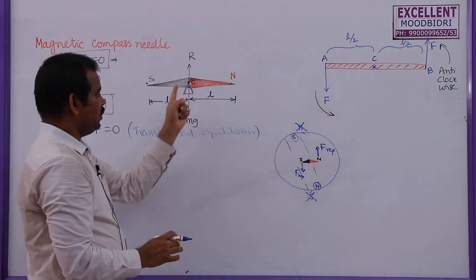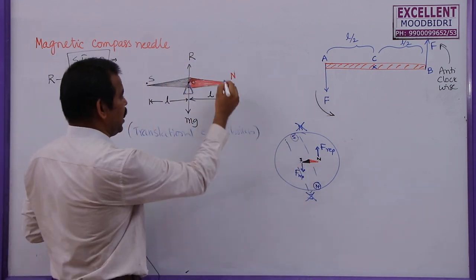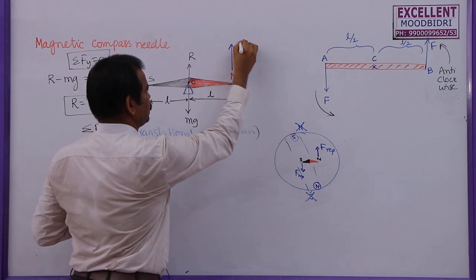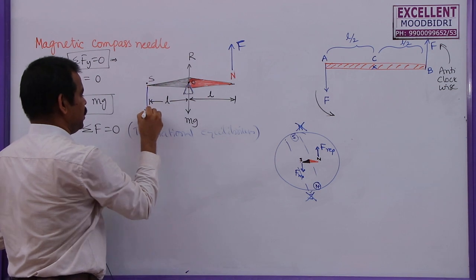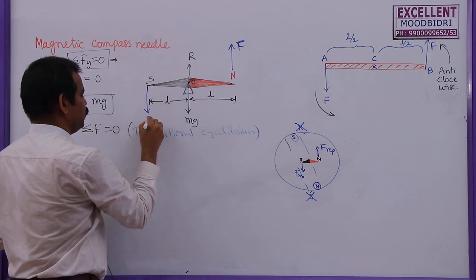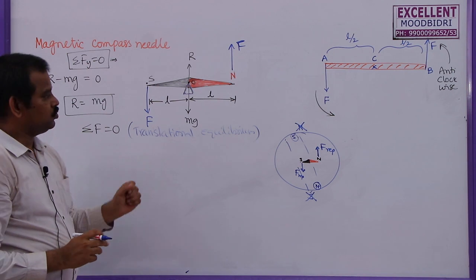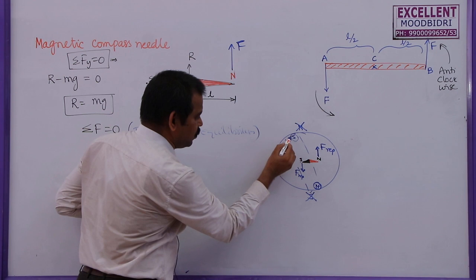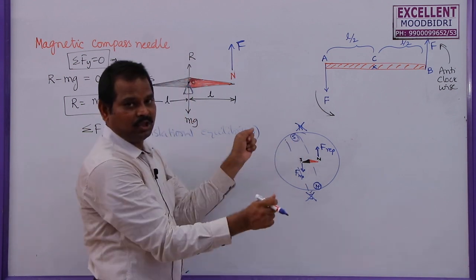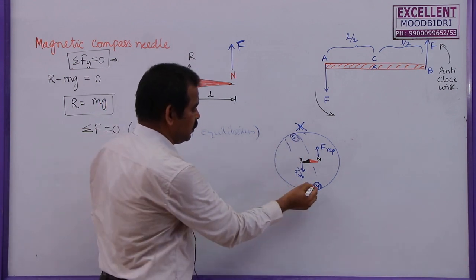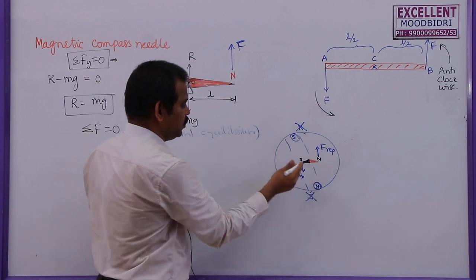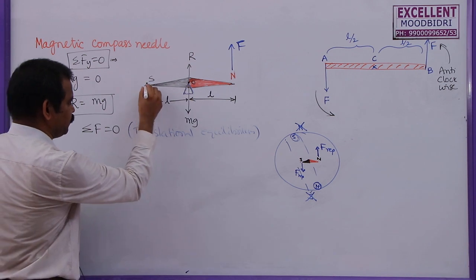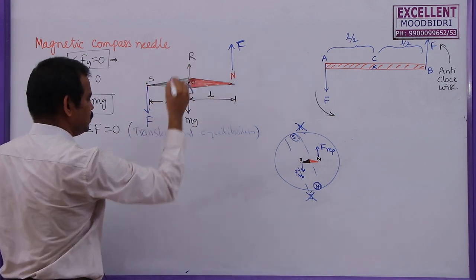Here, the same needle will be experiencing two forces. That means the north pole will experience a force in this direction. This is the force exerted by the north pole, and this is the force exerted by the south pole. You can see these two forces are equal in magnitude, because the strength of the north pole is equal to the strength of the south pole. As these two poles have equal strength, these forces will be the same. So as a result, this will experience a force in this direction, and this will experience a force in this direction.